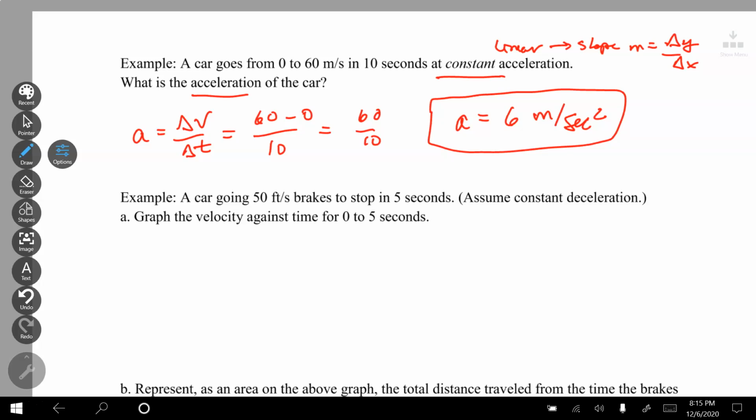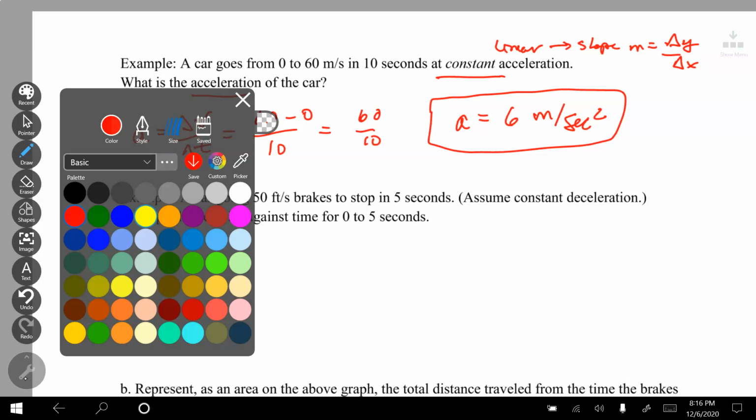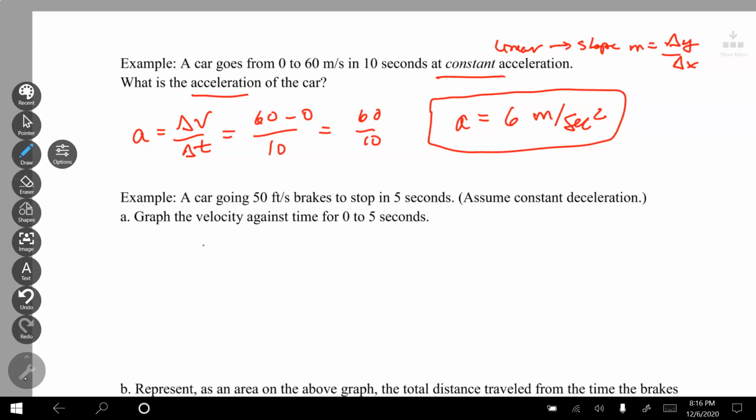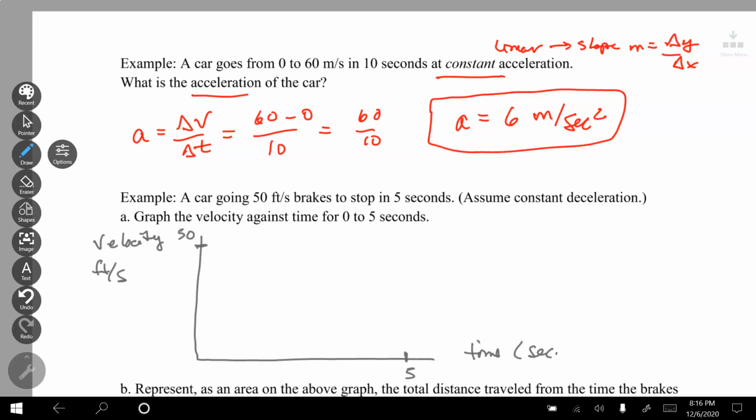Okay, next I'm going to do the same idea, except I'm going to draw a graph of what's going on. I have velocity in feet per second. That's 50. It's 5. This is time in seconds. And it is braking from 50 feet per second to 0 in 5 seconds. So it says constant. So this is linear.